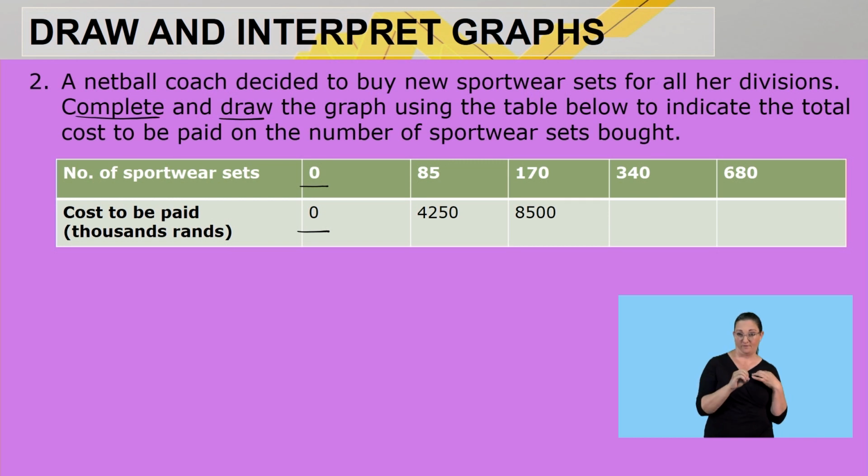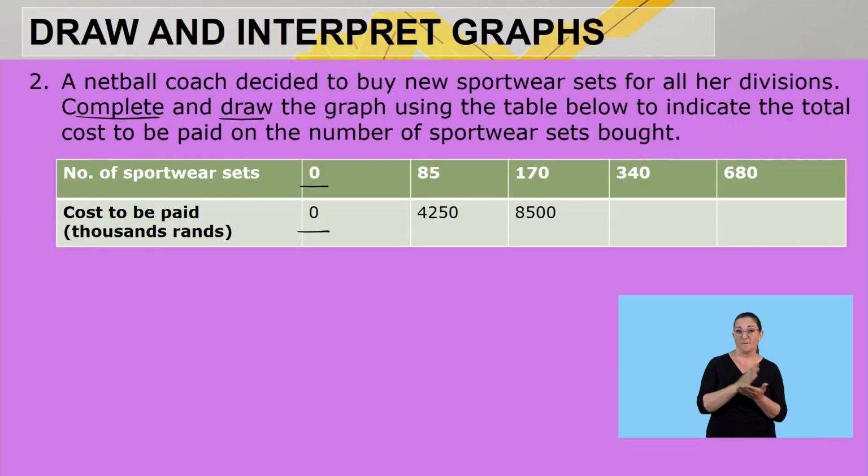Now completing all these, you can also say 85 multiplied by 50, it will give you 4,250. So you are able to move back and forth with your answers to prove that you are using the correct procedure. Now filling in the part where the number of sportswear is 340, you can say 340.